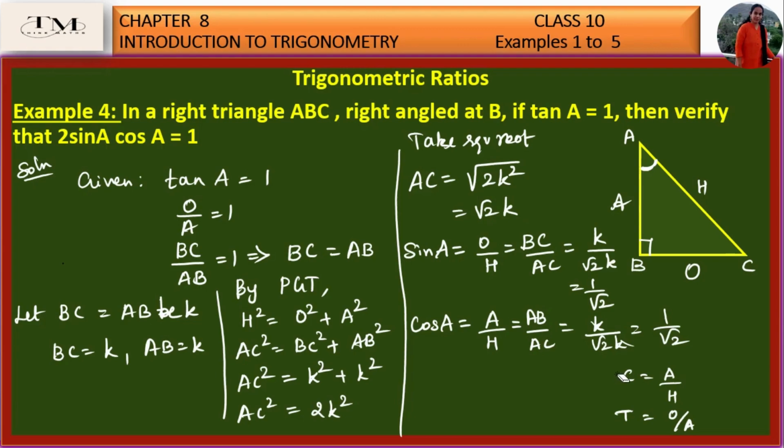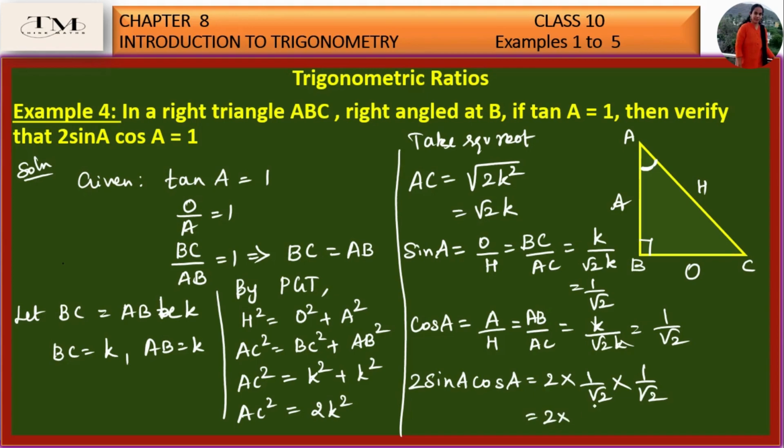Now we have to find out the value of 2 sin A cos A. So 2 sin A cos A, which is equal to 2 into, what is sin A? It is 1 by root 2. What is cos A? This is also 1 by root 2.